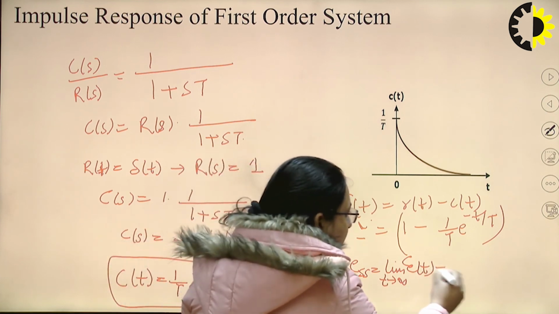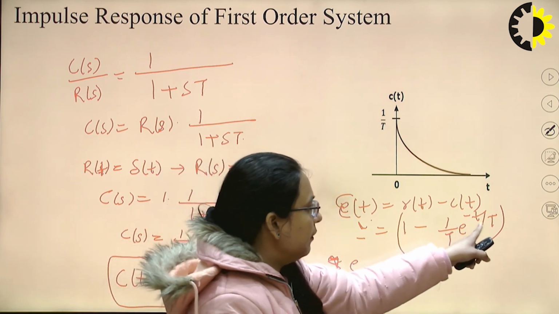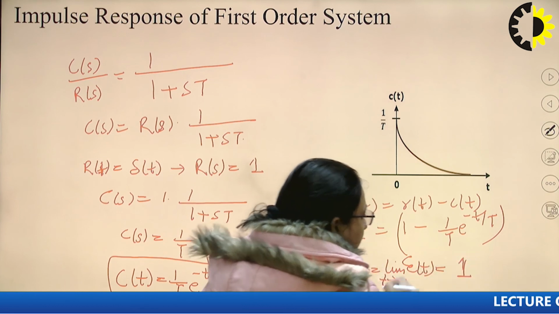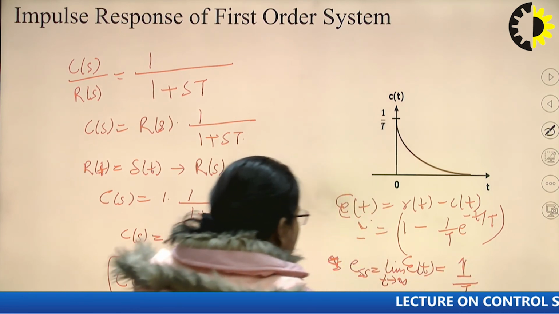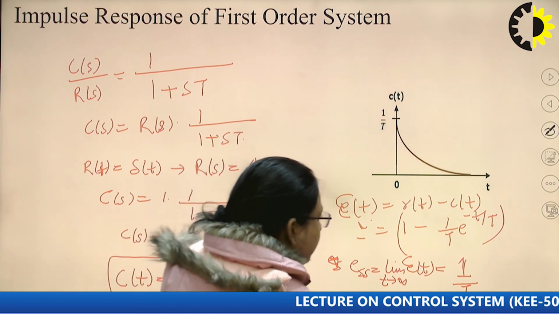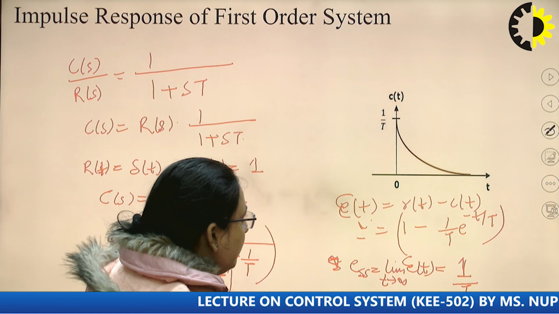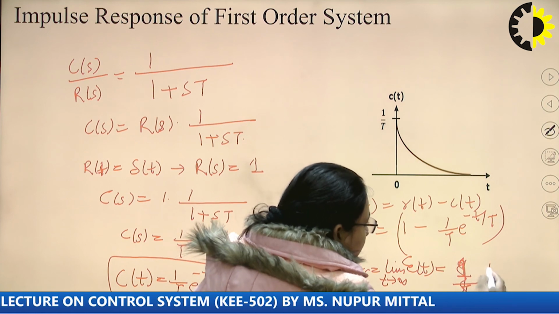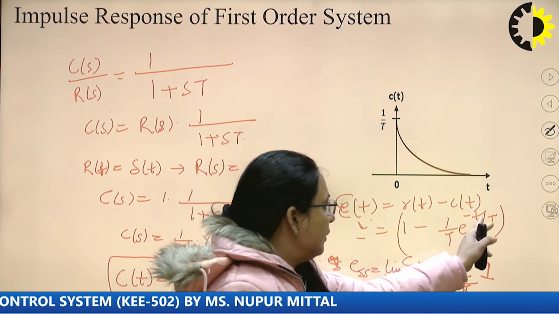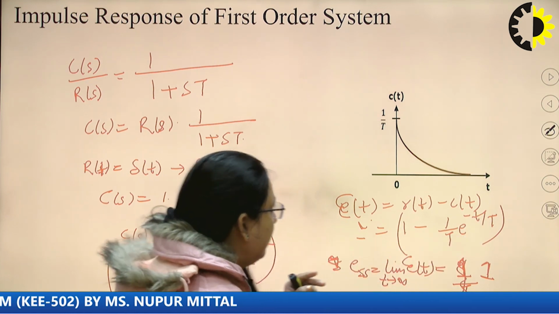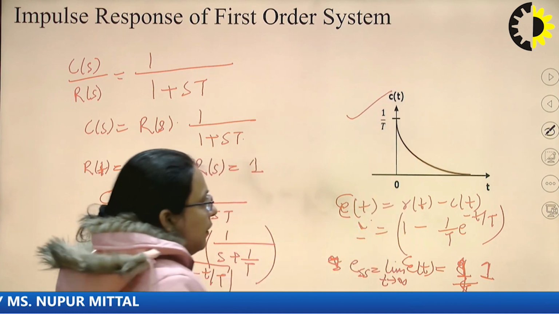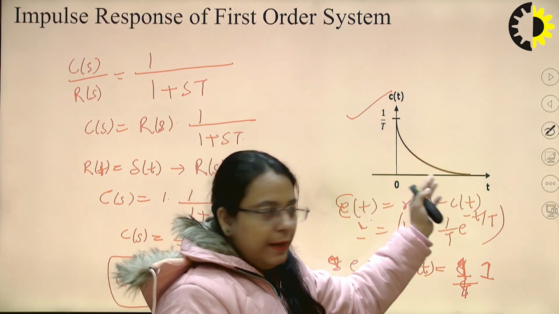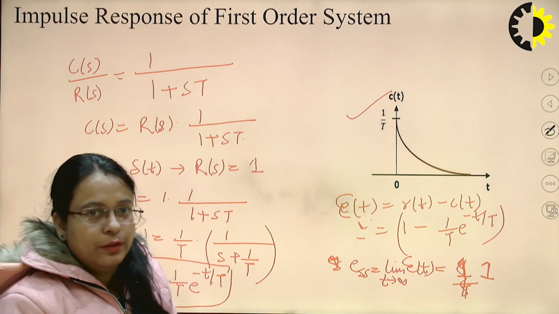So when we put the value of t as infinity here, e raised to the power minus infinity is 0, and it is coming out to be 1 by T. So you can see that this graph represents the exponential decay of the response of the system for positive values of t, and it will be 0 for negative values of t.